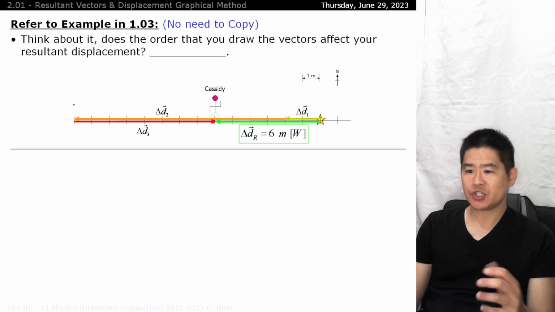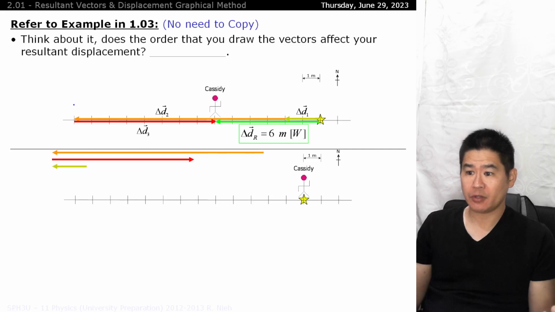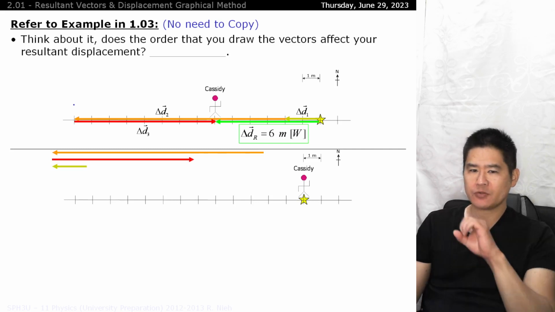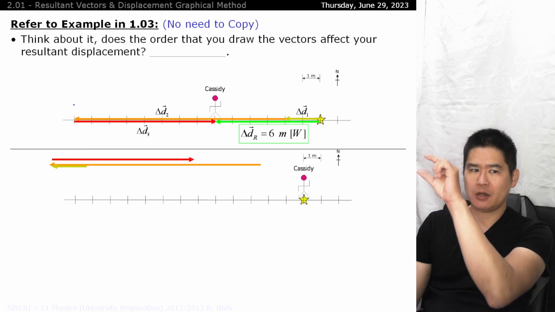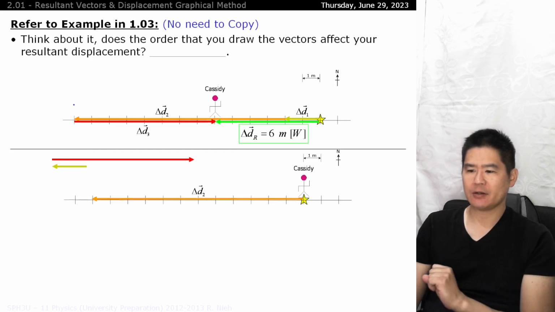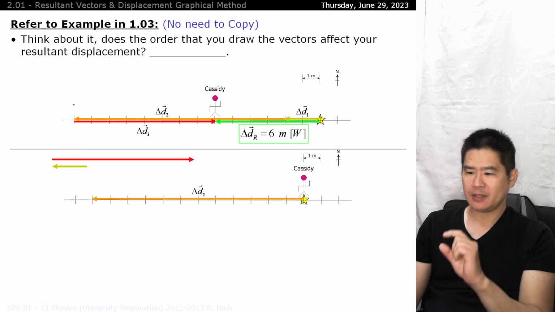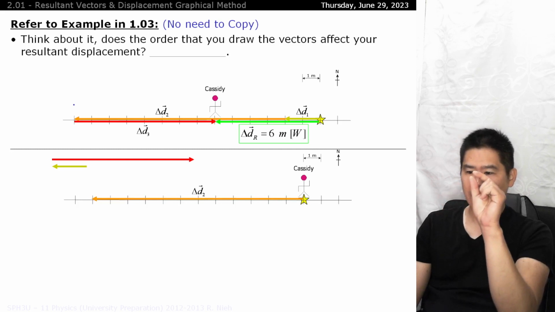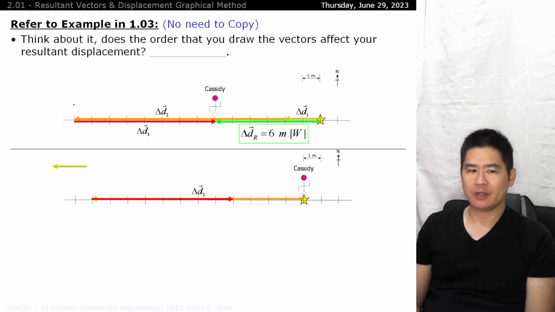Let's say we decide to change the order around. This time we're going to start with the longest vector and then go to the shortest vector. So we'll take that orange vector, somewhere up there, drag it all the way down right there. Then we'll take the tail end of the red vector and drag it to the head of the orange vector.